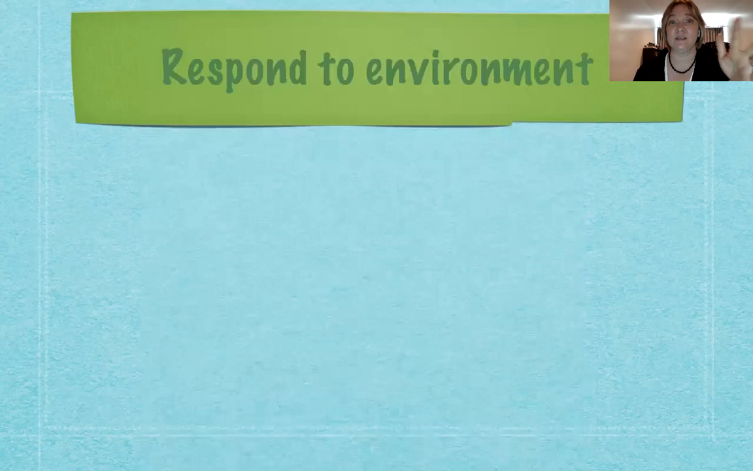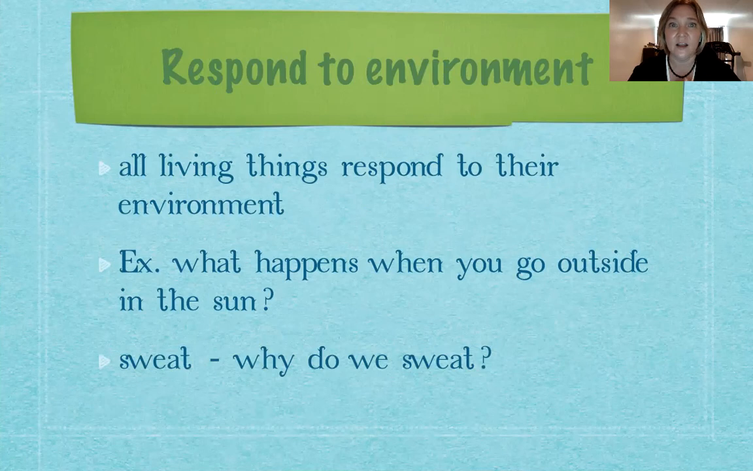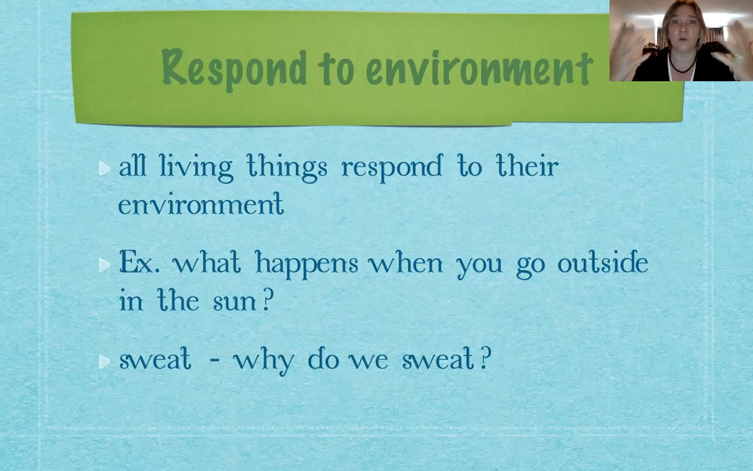Okay, next characteristic, living things respond to their environment. When you go outside in the sun, the first thing you might notice is that your skin starts to feel warmer. That's not just from the heat from the sun, but because the heat from the sun is warming up your overall body temperature. The first thing your body does before it sweats is that your skin will become warmer and more pink or red, because your body is going to dilate, or expand, the blood vessels near your skin.